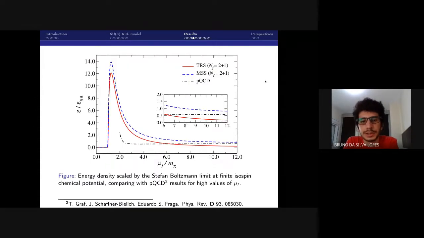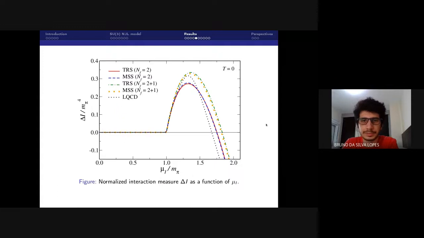Here we show the energy density scaled by the Stefan-Boltzmann value. Here we can see the Stefan-Boltzmann limit in this picture can only be expected to be achieved when using the MSS formalism. Here you also see the interaction measure at T equals 0. Again, the MSS results are a bit closer to the lattice, but with a very small difference.